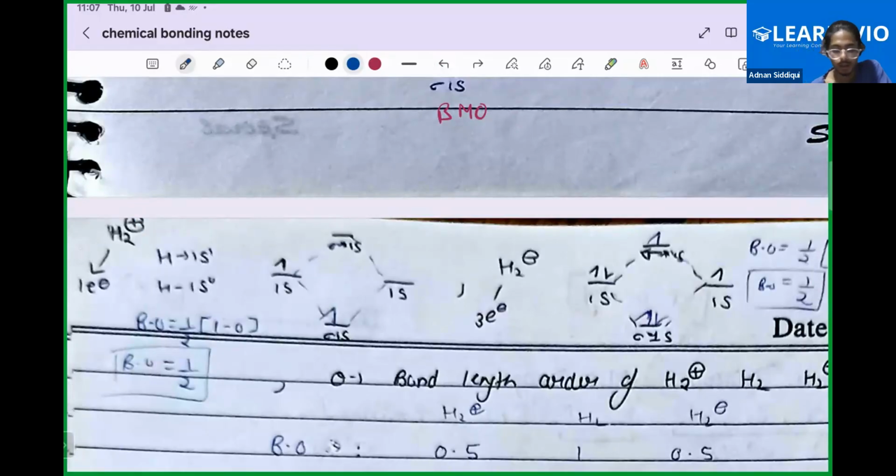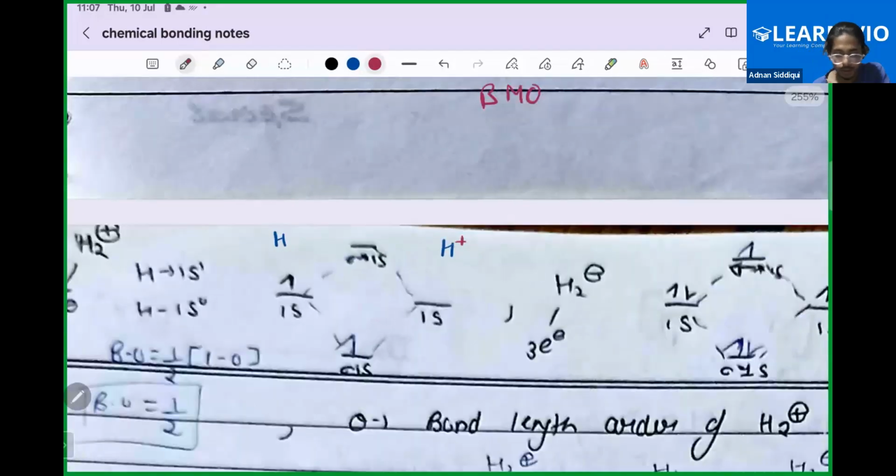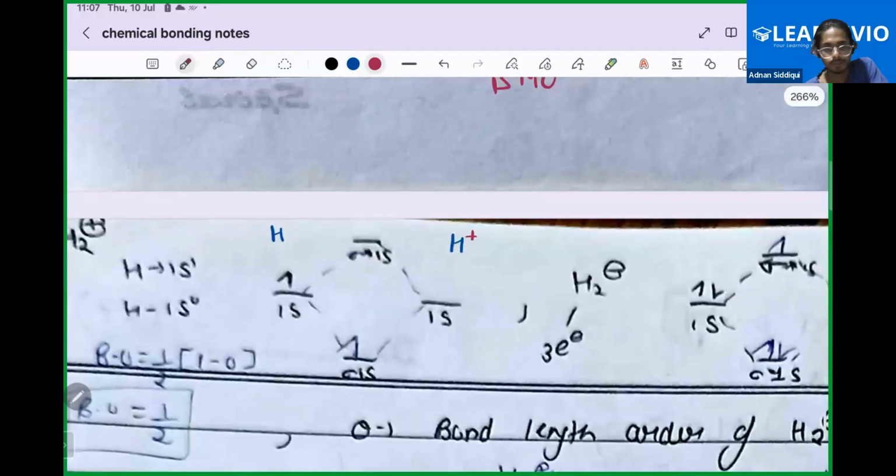Now you again have two hydrogens, and out of these two hydrogens, one is bearing a positive charge. So you can either put the positive charge here or here. I am putting the positive charge on the right side one. So this hydrogen is neutral, and this one will have no electron.